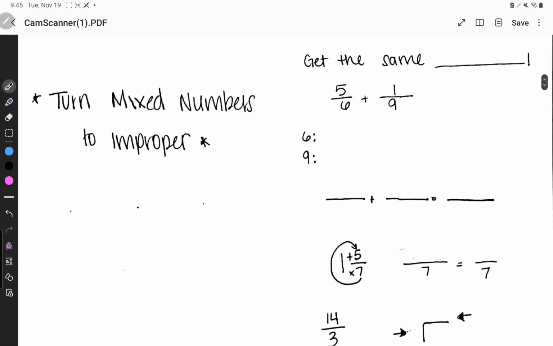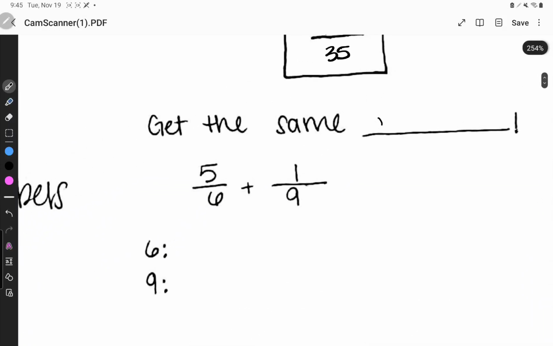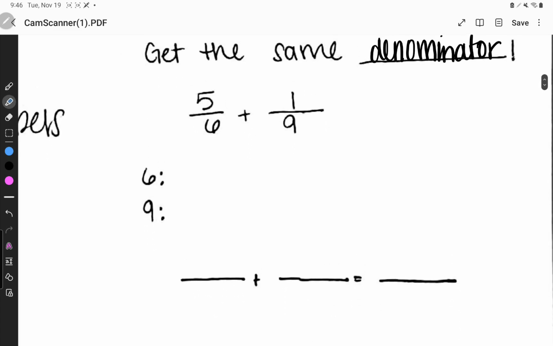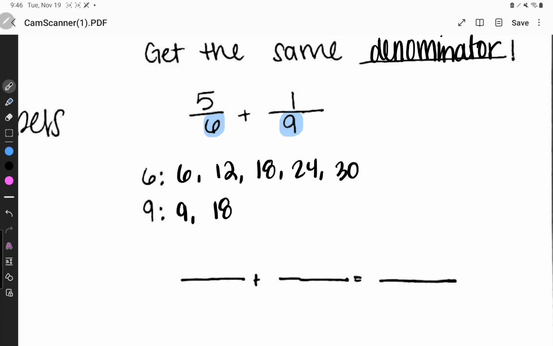The next thing we have is adding and subtracting fractions. When we add and subtract fractions, the big thing to remember is that we need the same denominator. So let's take, for example, 6 and 9. Because these are my two denominators and they have to be the same before I can add them, I'm going to list my multiples of 6 and 9. So 6 times 1 is 6, 6 times 2 is 12, 6 times 3 is 18, times 4 is 24, times 5 is 30. 9 times 1 is 9, 9 times 2 is 18, and I could keep going, but I see an 18 right here and an 18 right here.